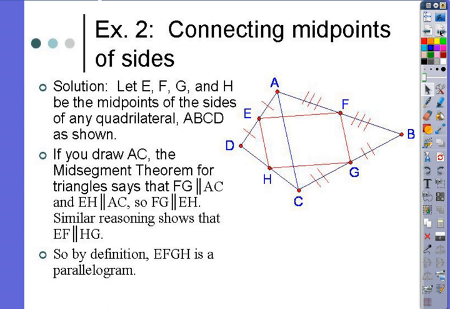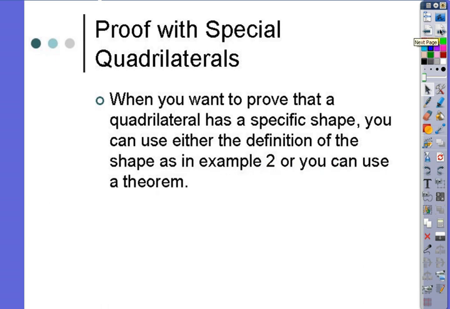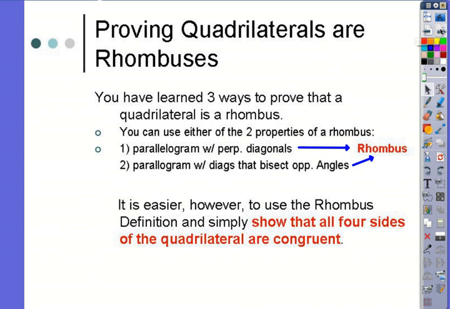Okay, so what if we want to prove a quadrilateral is a rhombus? We talked about in general, there's a couple strategies we can take. We could use the properties of a rhombus. If we know, for example, that we've got a parallelogram with perpendicular diagonals, we know it's a rhombus. If we have a parallelogram with diagonals that bisect opposite angles, that's the other property we had of a rhombus, right? So we could use those, or usually it's easier to just use the definition of a rhombus and show that it's just got four congruent sides. But either one would work.